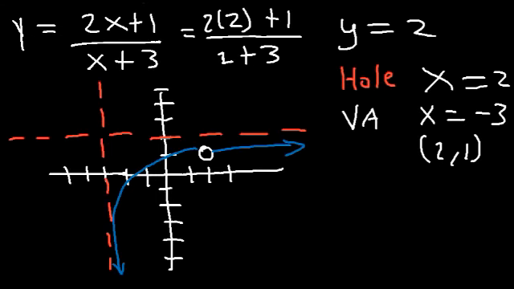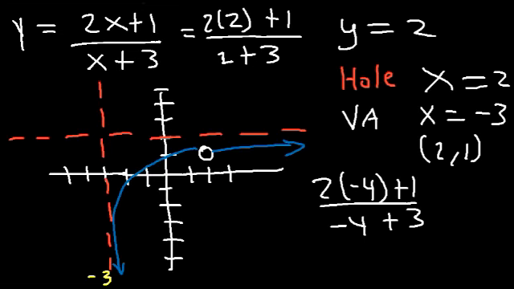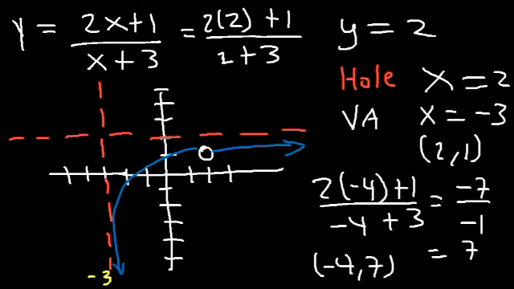Now we need to plug in a point less than, or to the left side of, the vertical asymptote. Since the vertical asymptote is at negative 3, let's plug in negative 4. So 2 times negative 4 plus 1 over negative 4 plus 3. 2 times negative 4 is negative 8 plus 1, that's negative 7. Negative 4 plus 3 is negative 1, which makes it positive 7. So we have the point negative 4, positive 7, which is probably going to be way up here. So at least we know the graph looks like this.